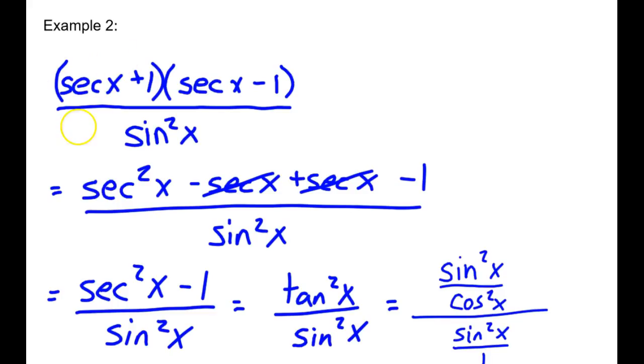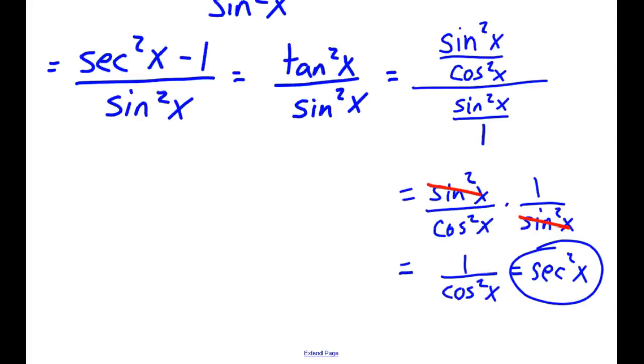So we started with a fairly complicated expression, secant x plus 1 times secant x minus 1, all over sine squared x. We used various trig identities to rewrite that as a fairly simplified trig expression, secant squared x.